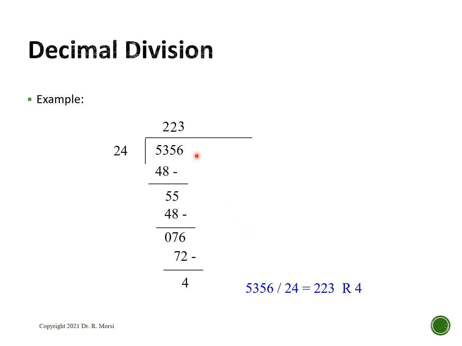Or if I wanted to, I could have started adding a decimal point up here, decimal point up there, 0, 0, and dropped the 0 and continued on with decimal points. So that's how you would do a long division in decimal.